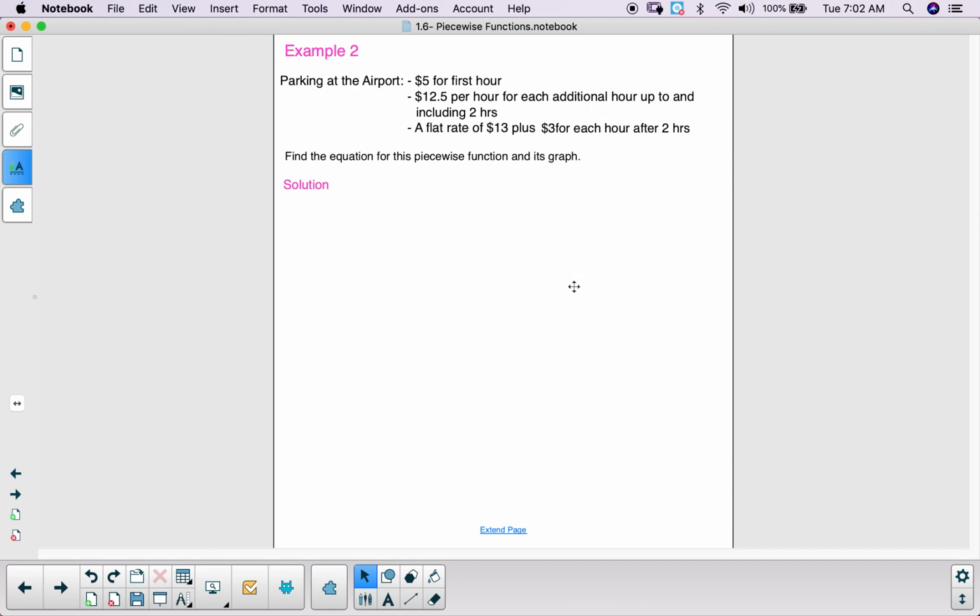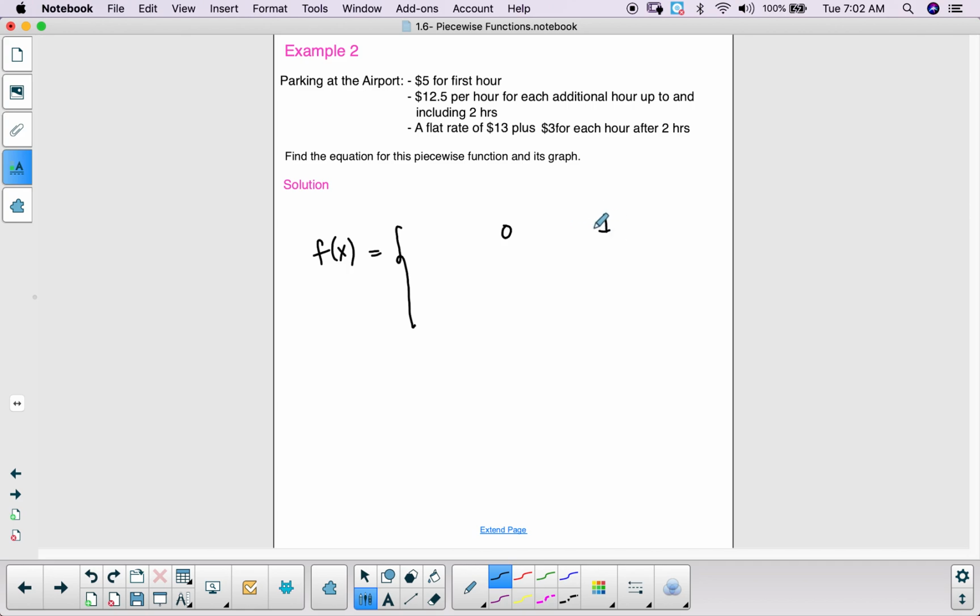So again, in this function, you're going to find that you have 3 parts, right? So what does it look like in the function? The function would be between 0 hours and 1 hour, not including 0, but including the 1.